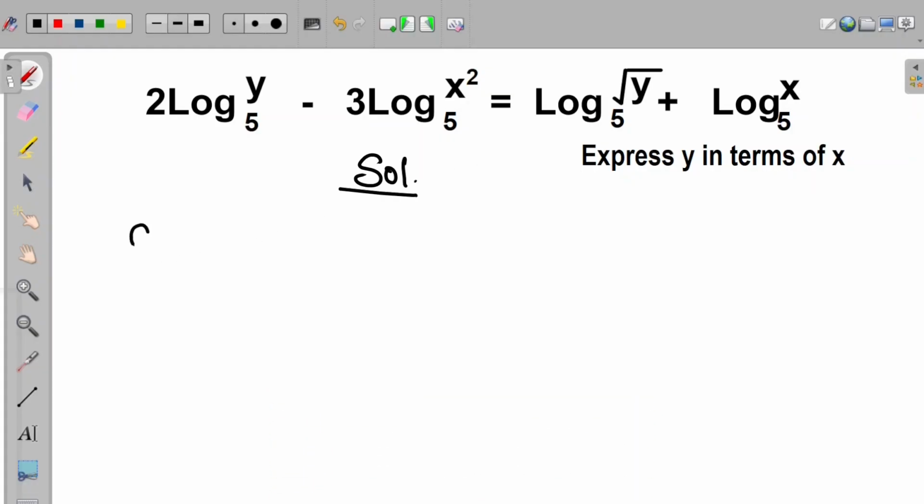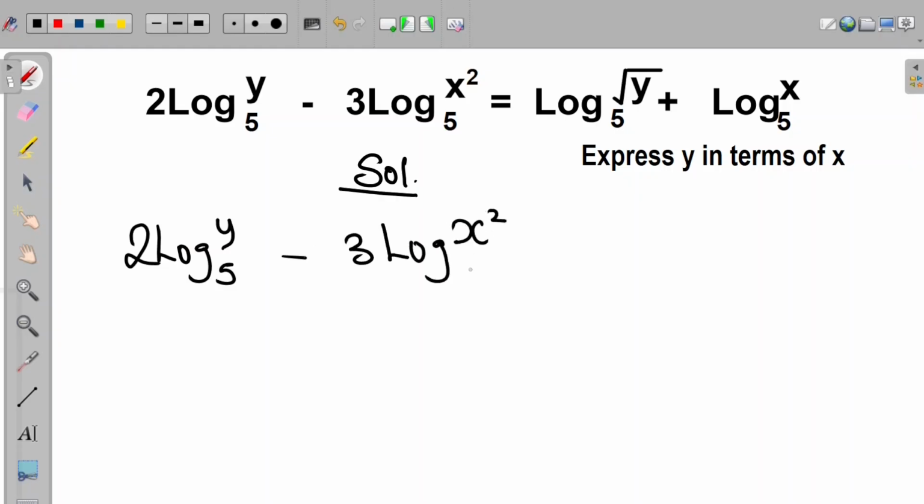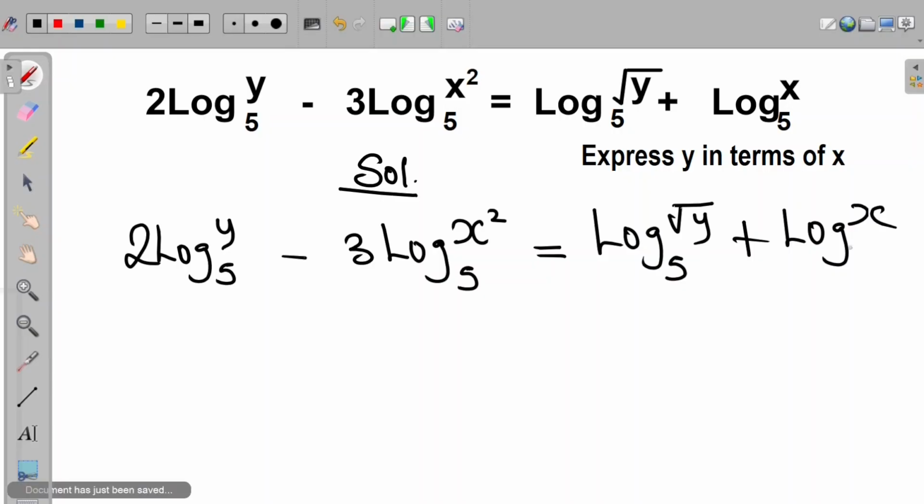So you have that 2 log y to base 5 minus 3 log x squared to base 5 is equal to log root of y to base 5 plus log x to base 5.